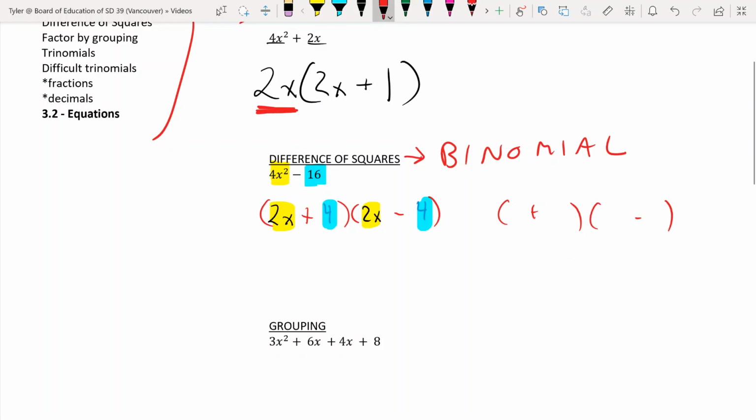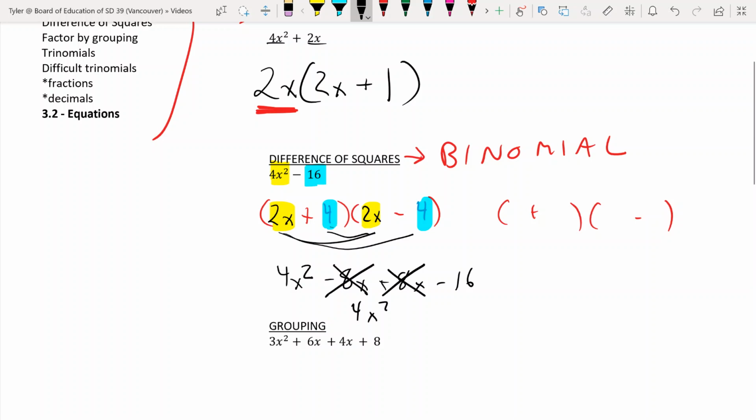And the reason this works is because when we multiply this out, the middle terms are going to actually cancel each other out. I'll show you what I mean. So if we did this, well, these multiply together, 4x squared, and then minus 8x plus 8x minus 16. So what you're going to notice is that these two cancel each other out, and you're just left with 4x squared minus 16. So that's actually the same. So the idea is, what I want you to take away is that when you get a difference of squares, a square minus another square, it turns into this.